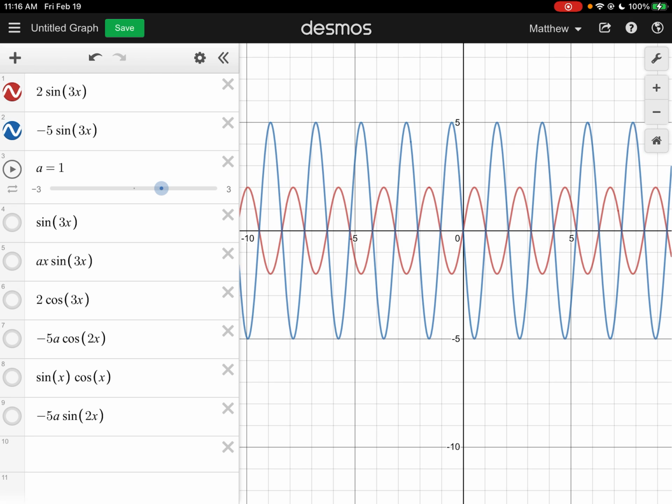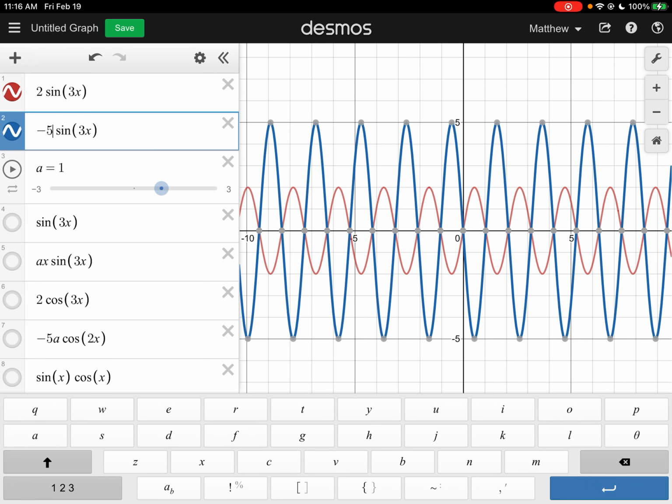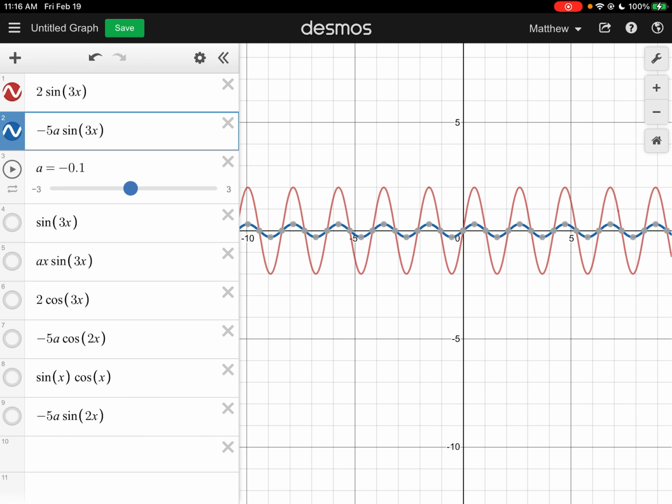And when you do a multiple of one function, it's like doing vertical stretches of it. So I'm going to put an a in front of one of these. It doesn't matter which one I put it in front of. I'll put it here, negative 5a, and then I have a slider for a. Currently a is at 1. But if I vary a, I'm just doing different multiples of the blue function, and you get different vertical stretches.